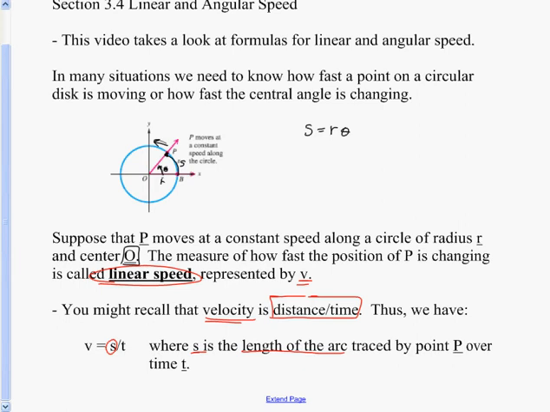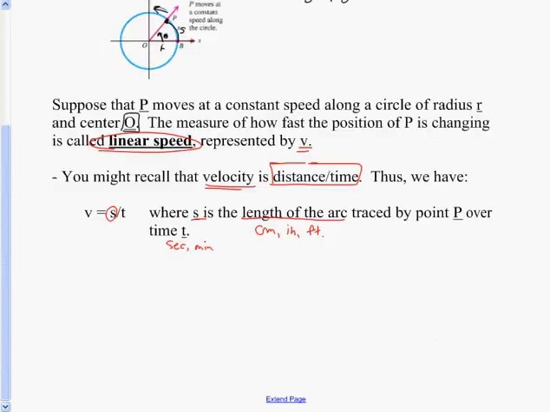Our distance would typically be given in centimeters or inches or feet or something of that nature. And time, of course, would be in seconds or minutes. So we should look for our linear velocity to be in something like meters per second, or feet per hour, some kind of length measurement associated with some sort of time measurement.